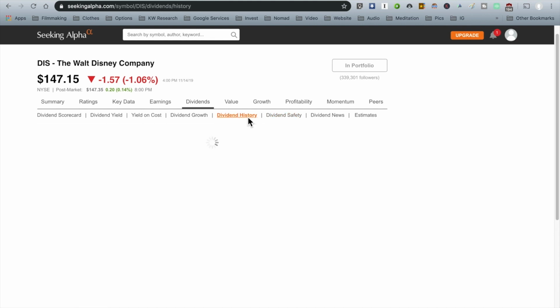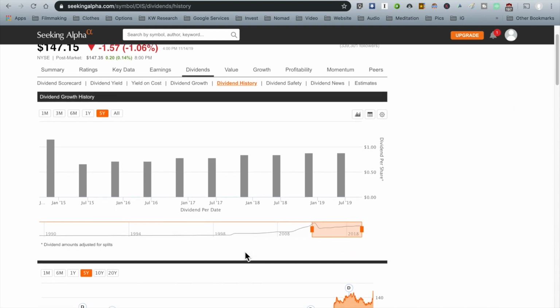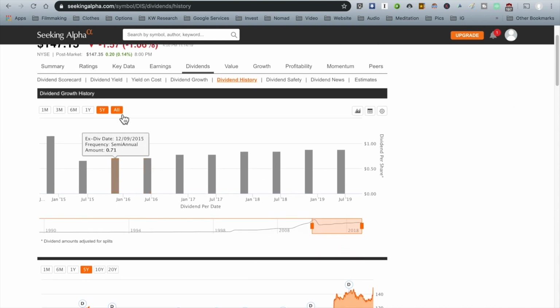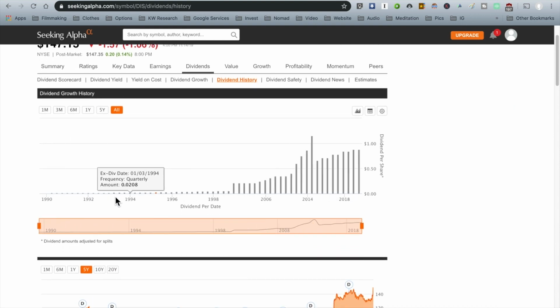And next, I like looking at the dividend history. Looking at all of it, you can see since they started paying out their dividends in about 1990, it's been steadily increasing, right? They haven't had a cut in dividends or stopped paying out their dividends right here. And so this is a good sign for a dividend stock.